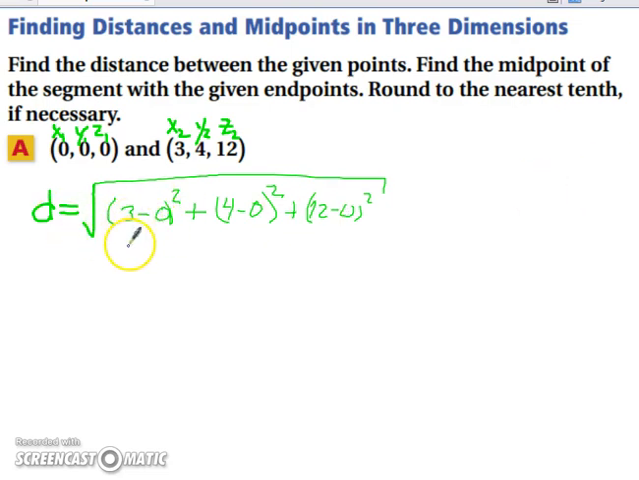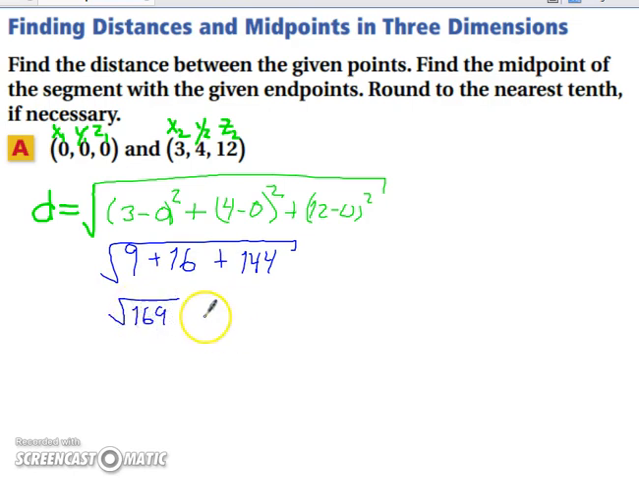3 minus 0 is 3. 3 squared is 9. 4 minus 0 is 4. 4 squared is 16. And 12 minus 0 is 12. And 12 squared is 144. Still all underneath the square root. Alright, so now we have 9 plus 16 plus 144, which is the square root of 169. And if we take the square root of 169, we get 13. So the distance between 0, 0, 0 and 3, 4, 12 is 13 units.